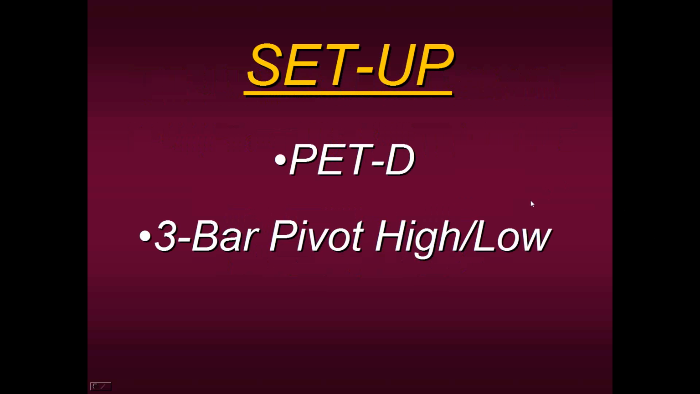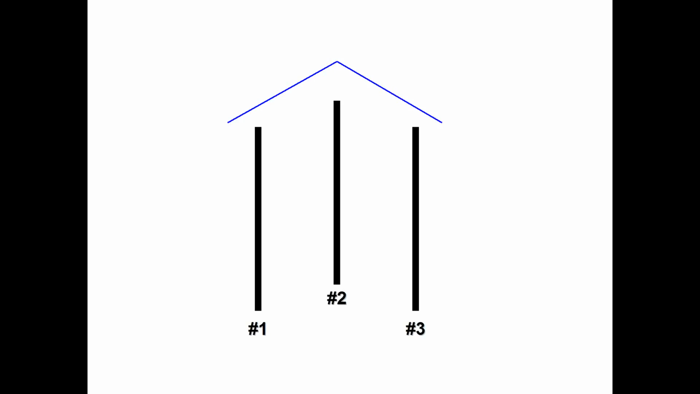Okay, here's the setup. Obviously, we want to apply the PET-D, and we're applying it with a 3-bar pivot high or a 3-bar pivot low. So for those of you who aren't familiar with what that is, this is a 3-bar pivot high. You have 3 bars here, as you can see. Bar number 1 makes a high. Bar number 2 makes a higher high, and bar number 3 makes a lower high. So you have this kind of an arrowhead approach here, as you can see here.